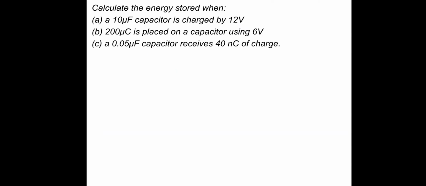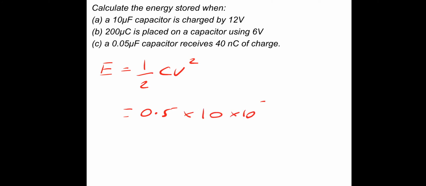So this one, calculate the energy stored when, so if you want to pause, and then I'll take you through them. A 10 microfarad capacitor is charged by 12 volts. So we've got capacitance and voltage. So the first one is going to be a half CV squared. So 0.5 times the capacitance, 10 microfarads, times 10 to the minus 6, multiplied by 12 squared. And if you calculate that, you'll get 720 microjoules of energy.